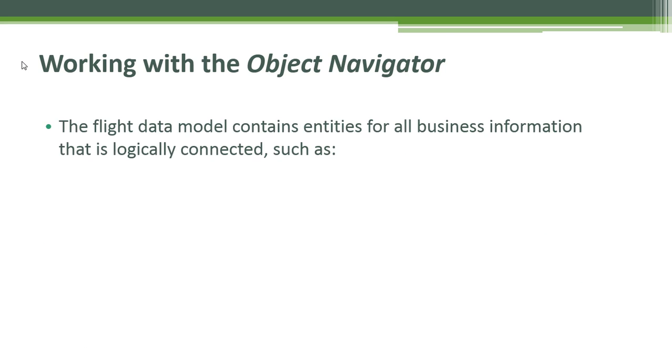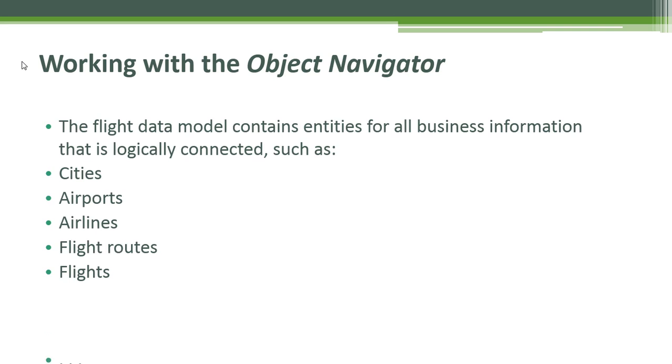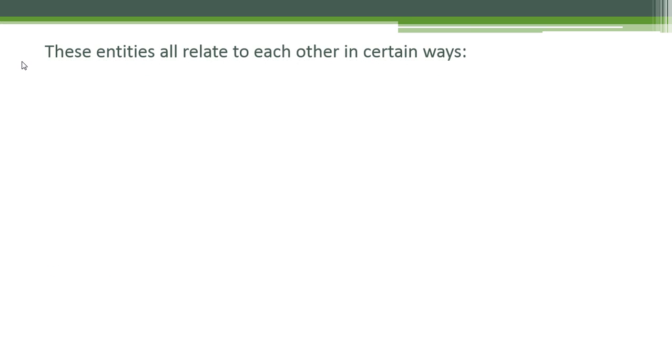Let's continue with the flight data model. This flight data model contains entities for all business information that is logically connected, such as cities, airports, airlines, flight routes, and flights, and so on. These entities all relate to each other in certain ways.